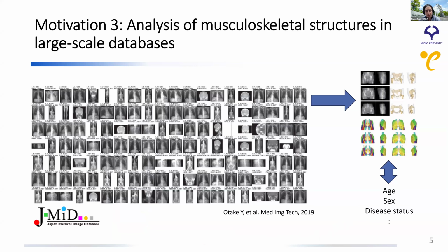And our third motivation is the analysis of musculoskeletal disease progression in large-scale databases. In Japan, there is the JMID database, and I believe there are similar ones in many other places in the world, but in our research we are addressing the database in Japan, JMID. This database collects hundreds of thousands of medical images from multiple centers across the country. So we are particularly interested in exploring the relationships between the musculoskeletal structures and demographic information in the population, such as age, sex, or disease status.